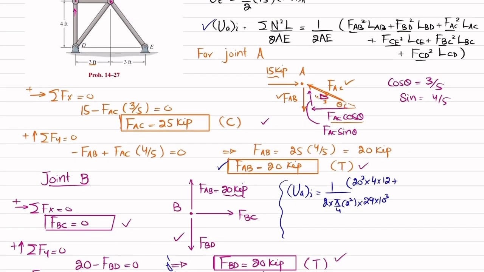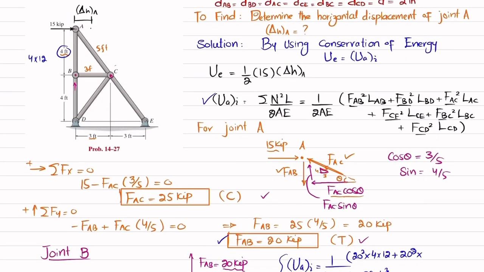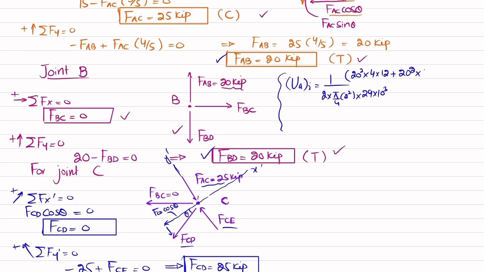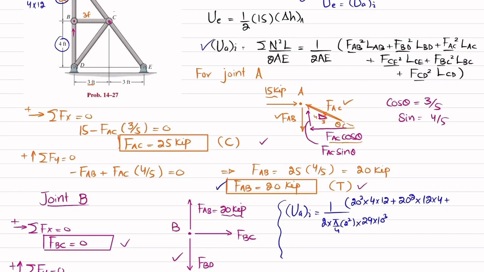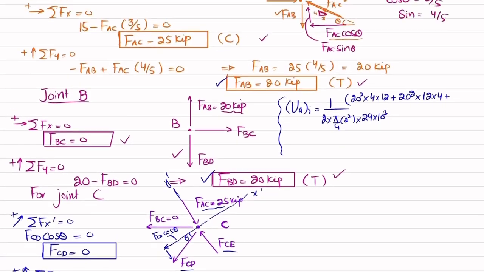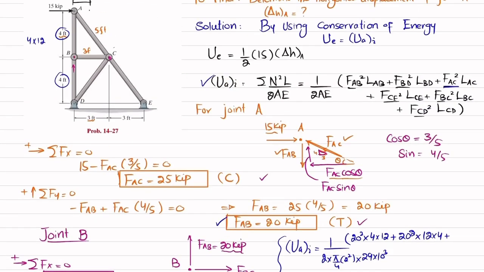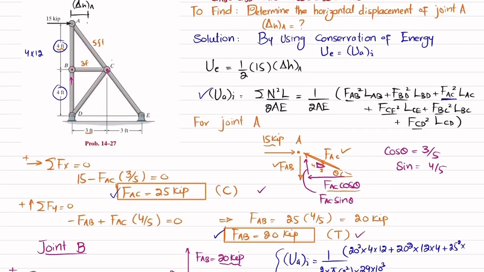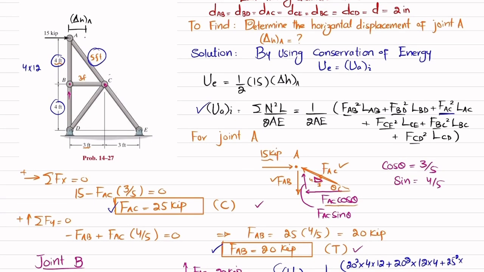Plus FBD. FBD is 20 kips. So 20 square multiplied by BD, length of BD is also 4. So it will be 12 into 4 inch. Plus the third one is FAC. So FAC, where is FAC? FAB is 20, FBD is 20, FAC is 25. So 25 square multiplied by AC. So length of AC is 5 feet, which is 12 into 5, 60 inch.